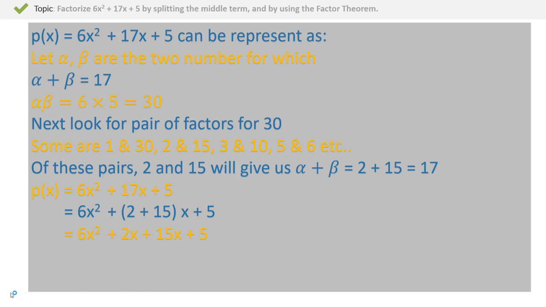And further, it can be expanded as 6x squared plus 2x plus 15x plus 5, which you can further factorize by taking 2x out from the first two terms. You get 3x plus 1, and taking 5 out from the last two terms, you get 5 multiplied by 3x plus 1, and hence (3x plus 1) multiplied by (2x plus 5) is the factorization of the polynomial 6x squared plus 17x plus 5.